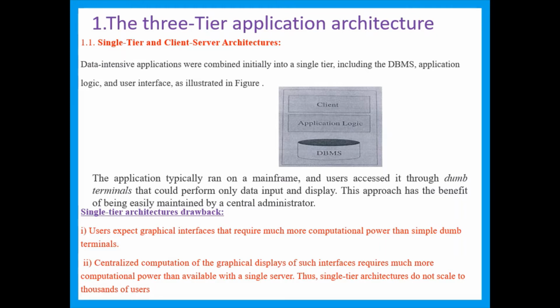The application architecture is divided into three types. The first one is single-tier architecture, the second one is two-tier architecture, and the third one is three-tier architecture. Let us begin with single-tier and client-server architecture. In the single-tier client-server architecture, the application was initially combined into a single tier, including the DBMS, application logic, and user interface, as shown in the figure.